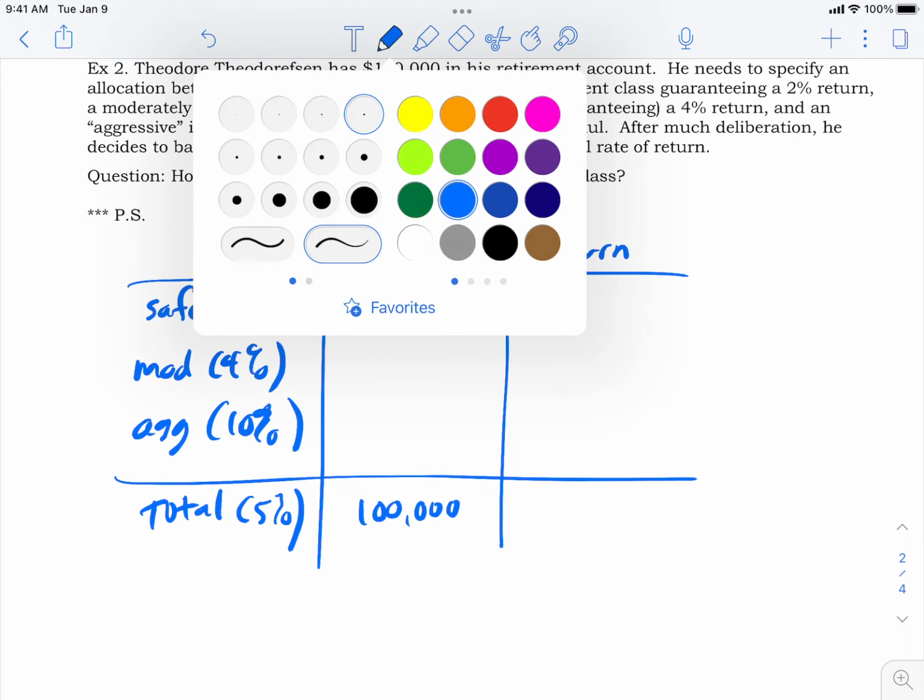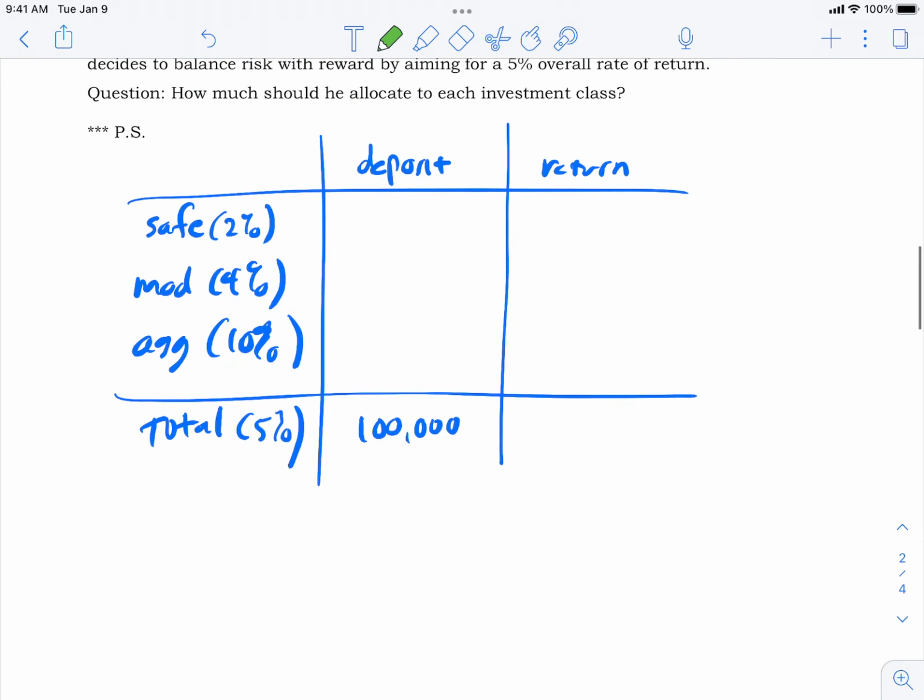So now we can start doing the old fill in the table trick. That's what they told us directly, the blue stuff. Now we put in our green stuff. Well, 5% of 100,000 is 5,000. So he's hoping to get a $5,000 return at the end of a year or whatever it is. Okay. So how much is he depositing in each of these?